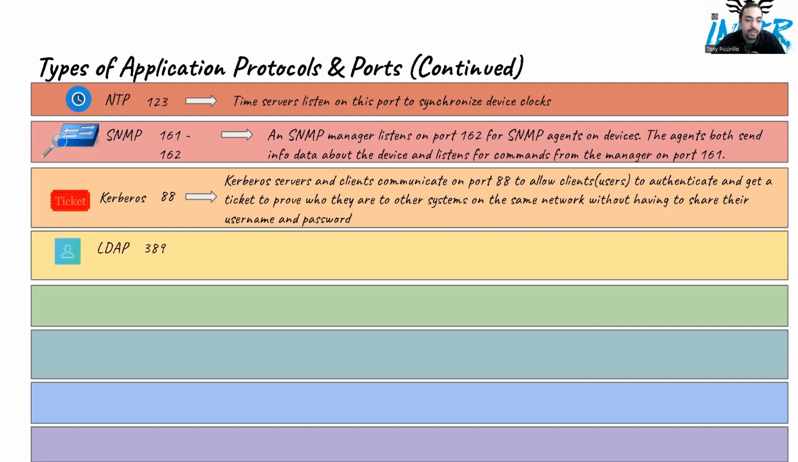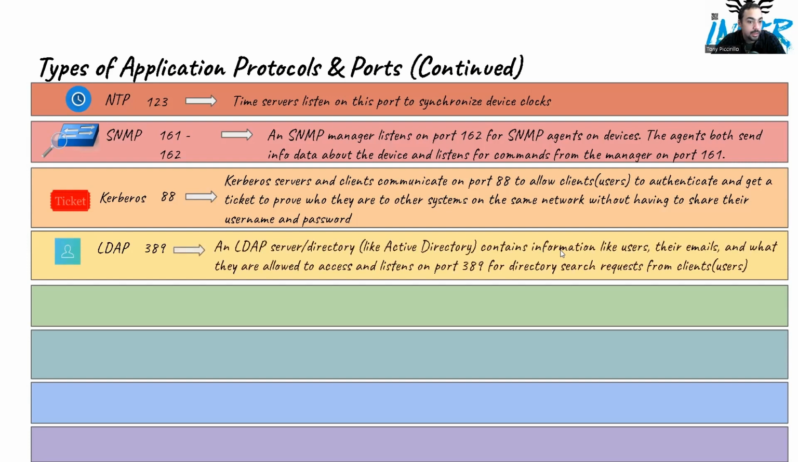LDAP stands for Lightweight Directory Access Protocol. An LDAP server or directory, like Active Directory, which you may hear a lot, contains and manages information like users, their emails, and what they're allowed to access on a network, like servers or shared network folders. LDAP listens on port 389 for directory search requests from clients, which are users or computers.